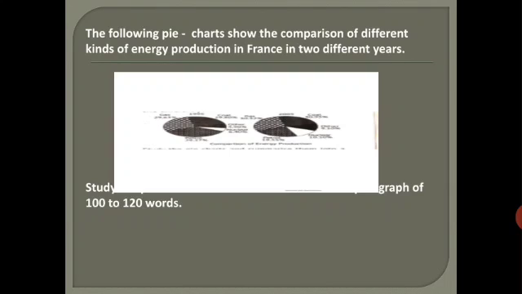And you have a question for homework. Homework means that now, in this period itself, you should sit and write and send it back in the group. The following are 2 pie charts. They show the comparison of different kinds of energy production in France in 2 different years. So you will study the pie charts carefully and write an analytical paragraph in 100 to 120 words.